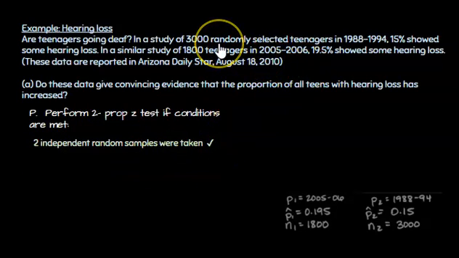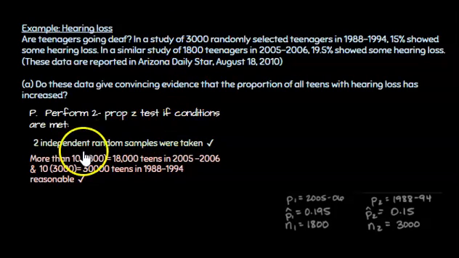Does that tell us that? Yes, 3,000 randomly selected teenagers. A similar study, we assume it's randomly selected. So yes, 2 different studies, different sets of years. It's random. Good enough.